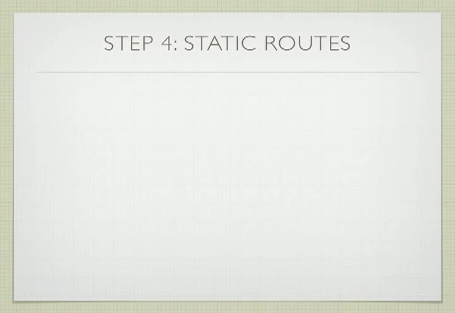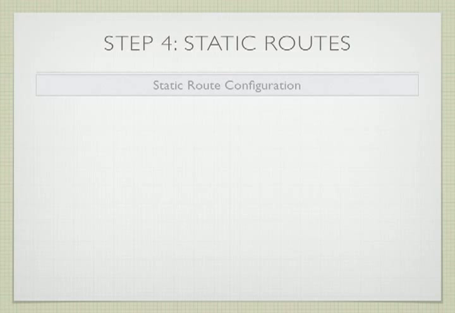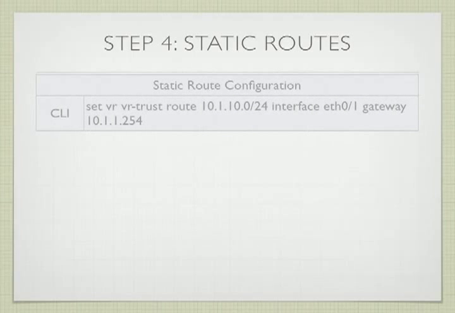Okay, static routes. To create the static routes that we need for our network, we have these commands. Notice here there's a hierarchy of virtual router VR. Set VR, the name of the VR, VR-trust, route 10.1.10.0/24, interface Ethernet 0/1, gateway 10.1.1.254. So these are all the elements we need for the static route.